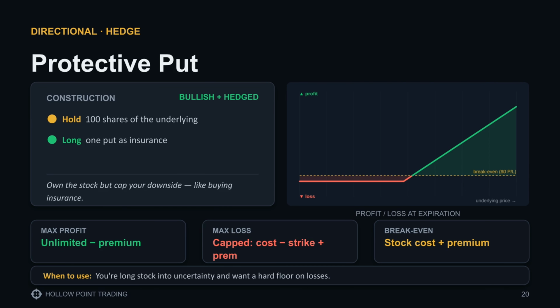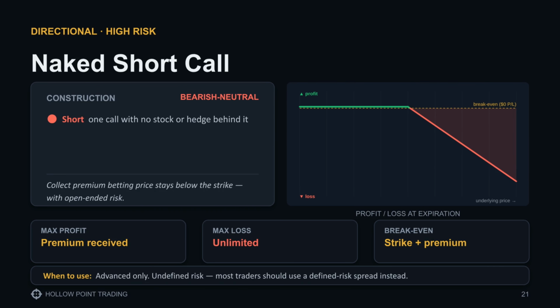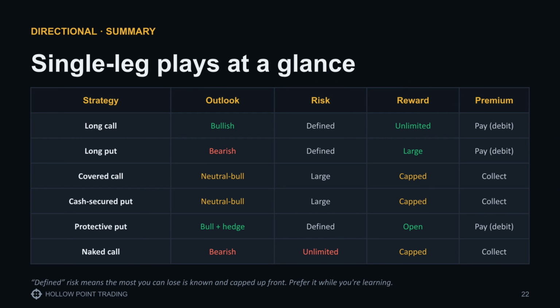potential largely intact. A naked short call is an advanced high-risk strategy where you sell a call without owning the underlying stock. This has undefined risk, as there is no limit to how high the stock price can go. Most traders should opt for defined risk spreads instead. This summary of single-leg plays highlights the trade-offs. Always remember that defined risk means the absolute maximum you can lose is clear and capped before you enter the trade, which is a safer approach while you are still learning.